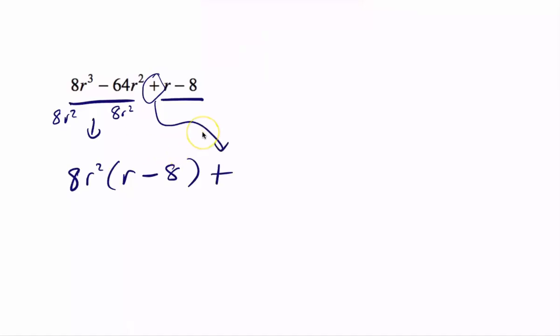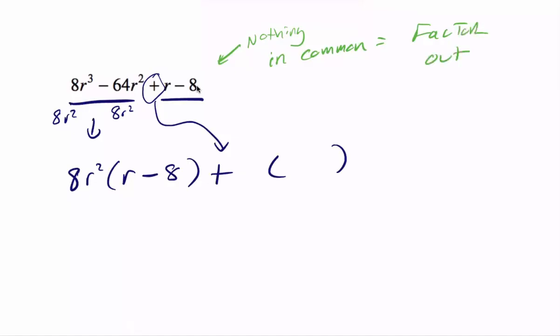Now here's where it gets a little tricky, that's why I want to do this one. R minus 8, they have nothing in common. When you have nothing in common, you can always factor out a 1. So put a 1 on the outside, and then you just divide by 1, which is just r minus 8, nothing changes. So anytime you have nothing in common, you can always factor out a 1.